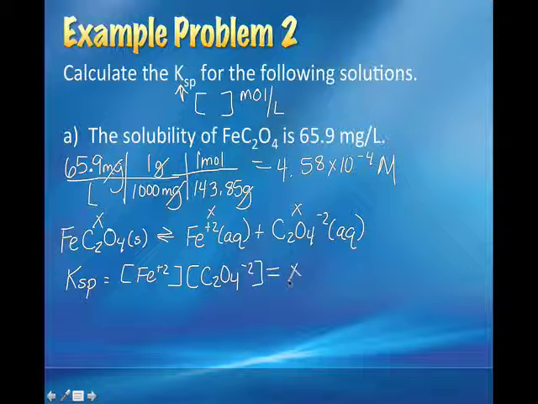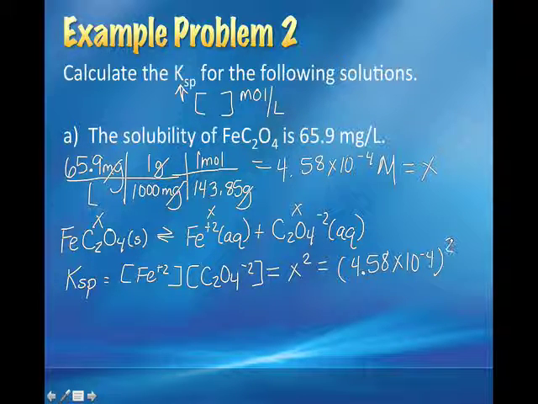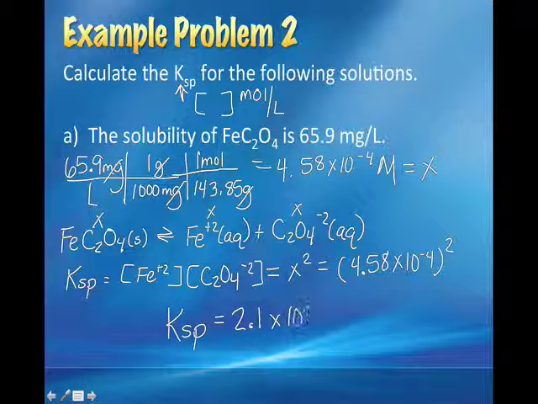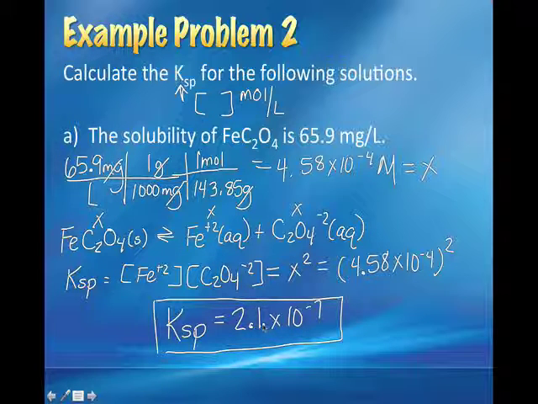So that means that this is also equal to x squared, because I have x of this times x of this. Well, we know x. They told us this is equal to x. That is the solubility, which is what goes into these parentheses. So all I have to do to solve this is take 4.58 times 10 to the negative 4th, and I square it. And when I do that, that's my solubility product. And the answer for that is 2.1 times 10 to the negative 7th. And there are no units on K, just like there have always been no units.